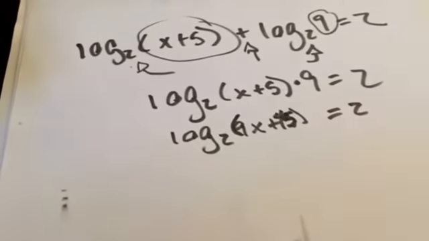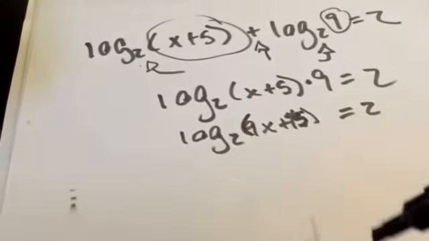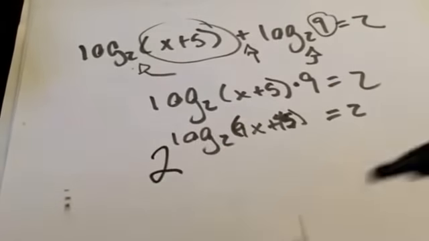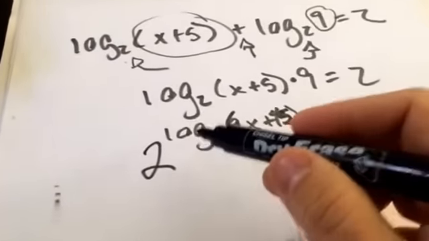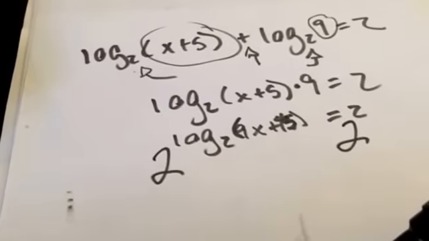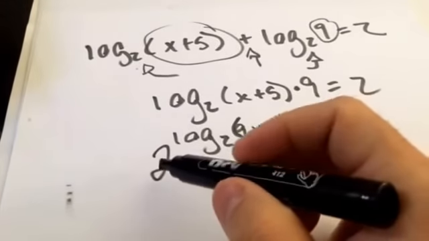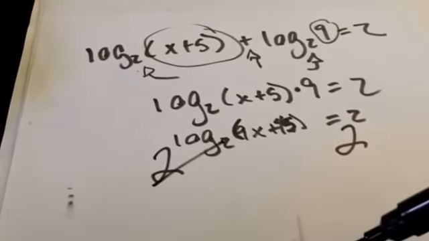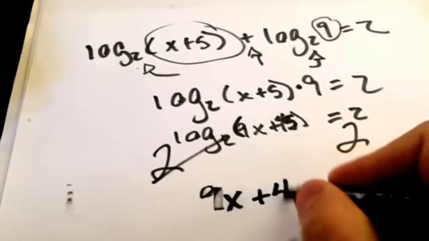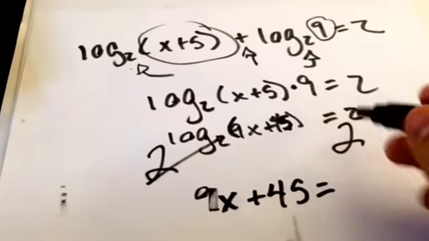Next thing I'm going to do is, in order to eliminate this log base 2, I'm going to take everything on this side and make it an exponent. 2 to the power of log base 2, and whatever I do to one side I have to do to the other. So 2 to the power of log base 2 eliminates it, so I'm left with 9x plus 45. 2 to the power of 2 is 4.